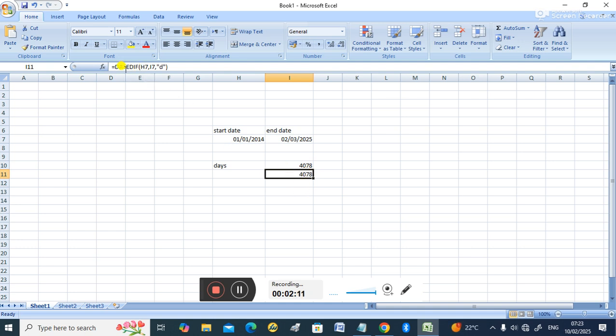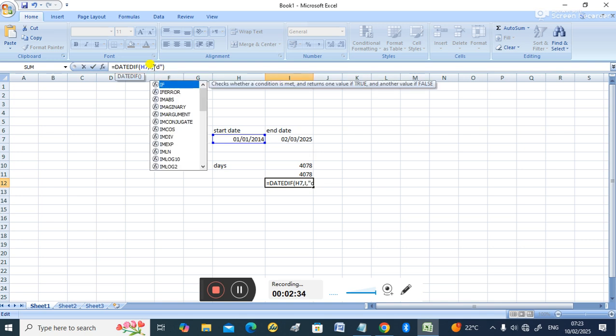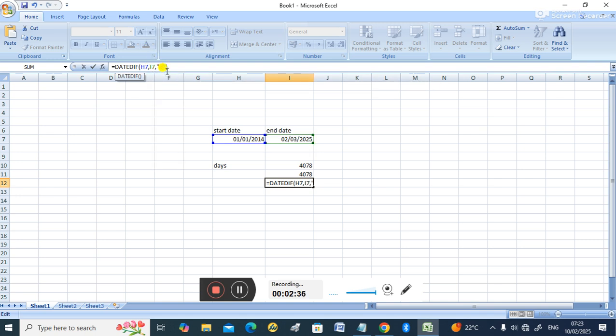But we can also extend this formula to months and years. So how many months can we calculate between these two dates, and the years? I'm going to repeat the same formula here. This is H7 and this is I7. But instead of day, we now have months. So I'll specify M here as month, and the system tells me this is 134 months.